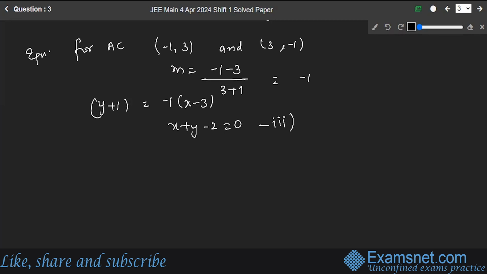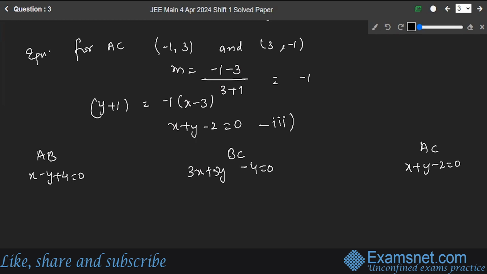Right. Now, let's write down the equations once. You have AB, BC, and AC. The equation for AB was x minus y plus 4 is equal to 0. This one was 3x plus 5y minus 4 is equal to 0. And this is x plus y minus 2 is equal to 0.